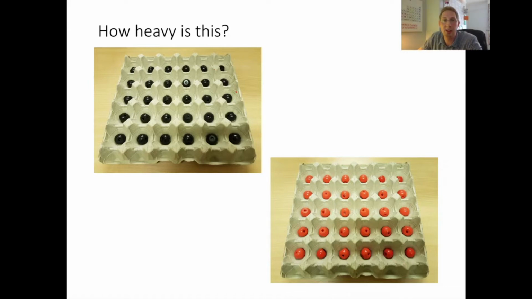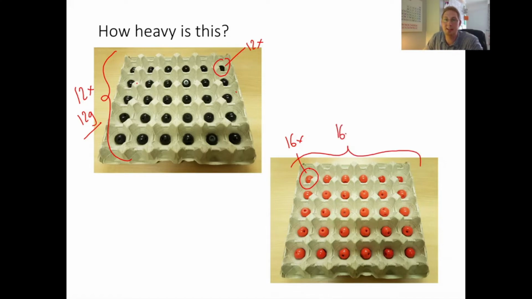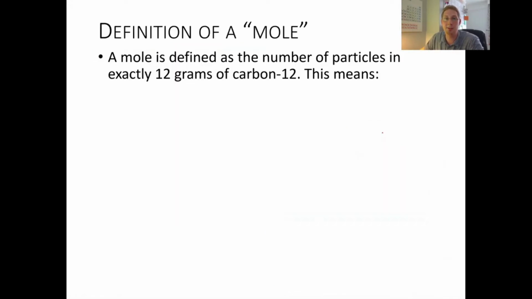Well, hopefully you realise that that particular atom is 12 times as heavy as hydrogen, and therefore the whole tray is 12 times as heavy as a hydrogen, so it weighs 12 grams. Similarly, this oxygen atom is 16 times as heavy as a hydrogen atom, so the whole tray is 16 times as heavy as a tray of hydrogen, a mole of hydrogen, so it would weigh 16 grams.